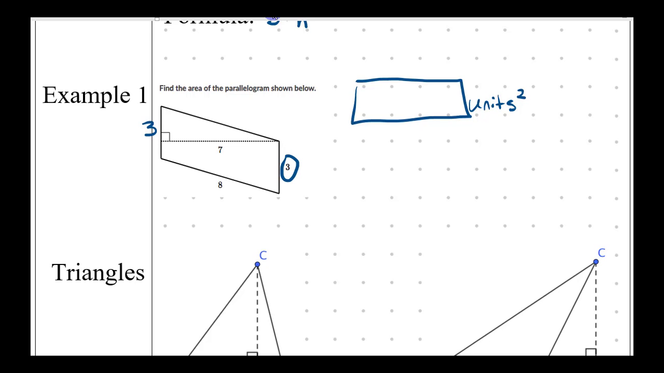I should always be looking for where there's a 90-degree angle. This length right here is perpendicular to this line here. So this line and this line are perpendicular. Because of that, I'm going to multiply those 2 lengths. 3 is perpendicular to 7, so I multiply those perpendicular lengths. 3 times 7 is 21. There's our final answer, 21 units squared.